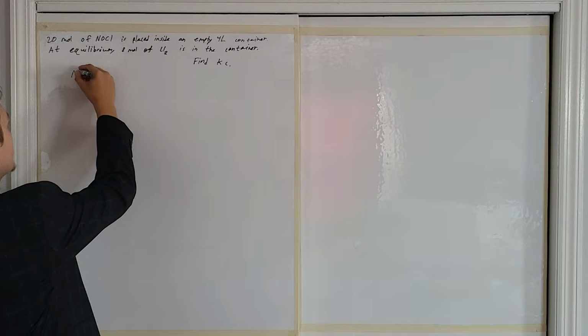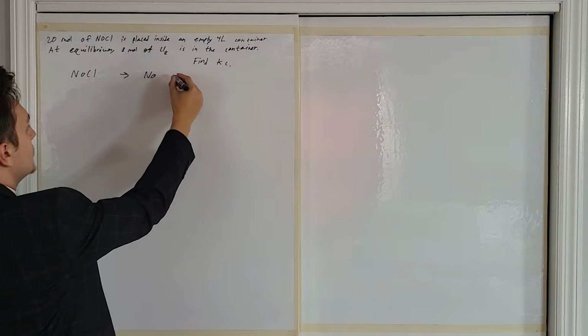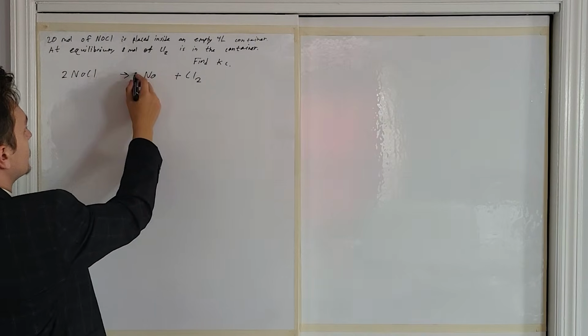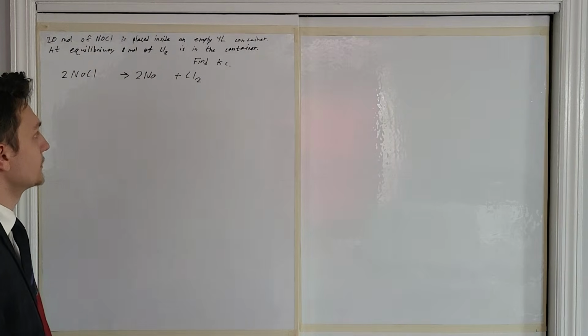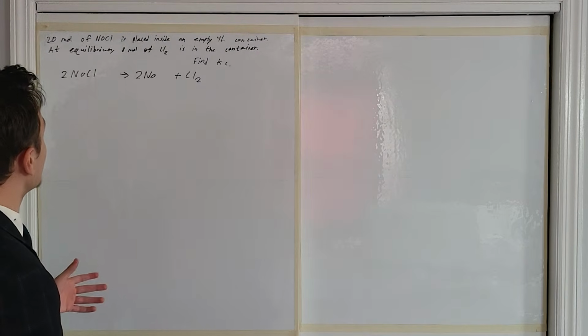and I'm going to give you the equation. It's NoCl going to NO plus Cl2. So this is going to be 2NoCl going to 2NO plus Cl2. It's not going to be balanced, I just balanced it for you. So let's first read the problem.